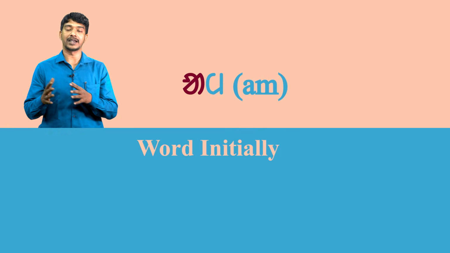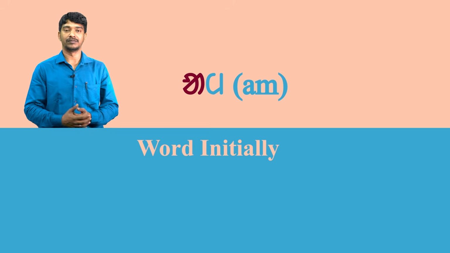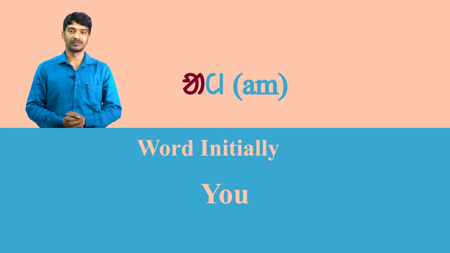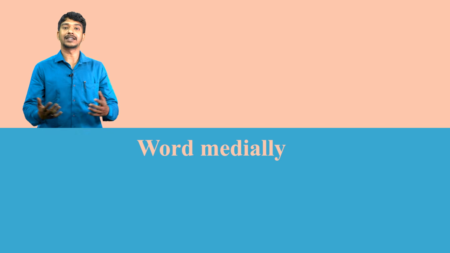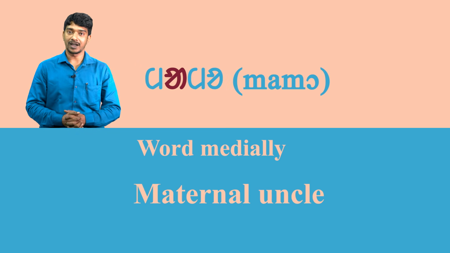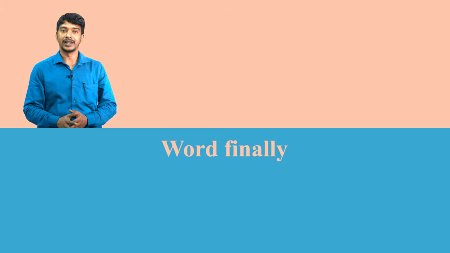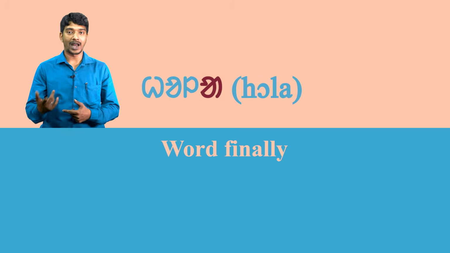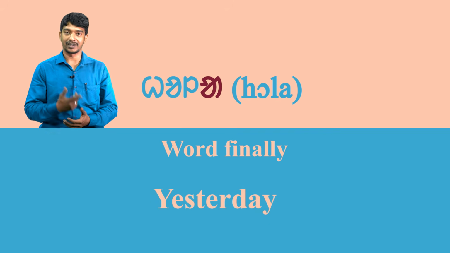This letter occurs in all positions, initially, medially, and finally, from the viewpoint of orthography. The examples are as follows. Word initially, it can appear in a word that means you. Word medially, it can appear in mamo, means maternal uncle. Word finally, it can appear in hola, means yesterday.